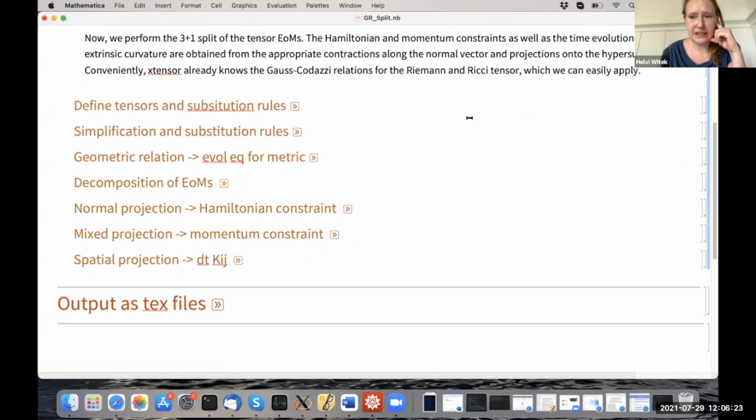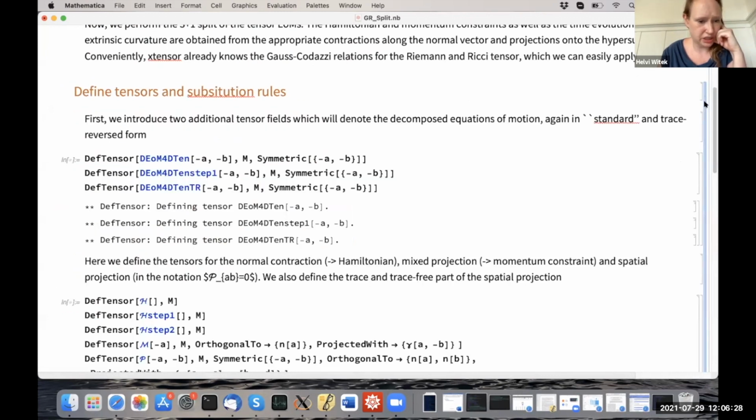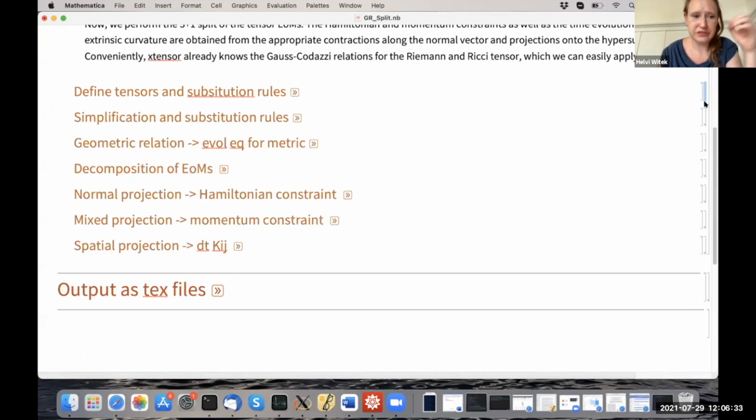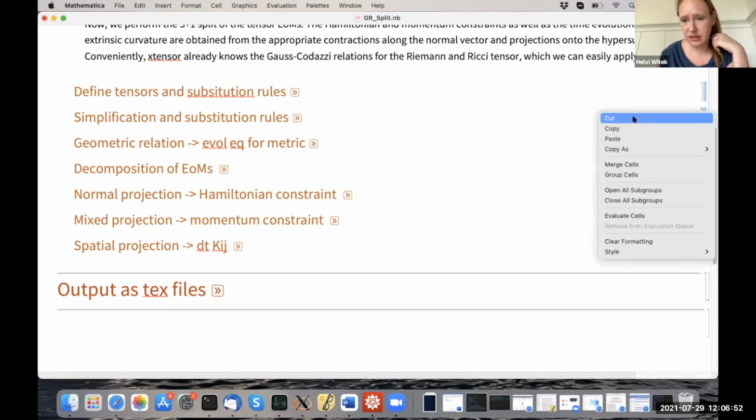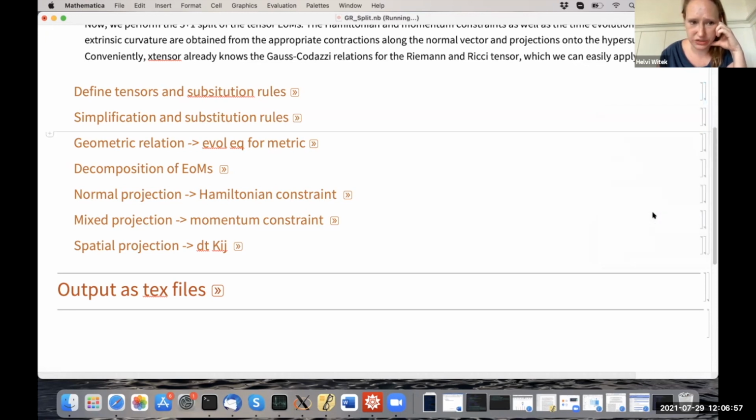And again, do I need to show you what we do here? No, I've already talked about all the definitions. So the first two you can just execute. Here we are defining a couple of tensors, for example, our Hamiltonian constraint, our momentum constraint, and the evolution equations. And I also define some simplification rules that you can look at in detail later on if you like. So at the moment we can just evaluate those two cells.